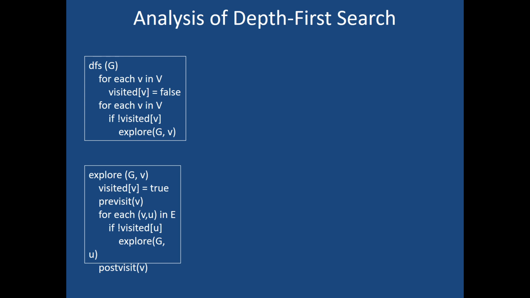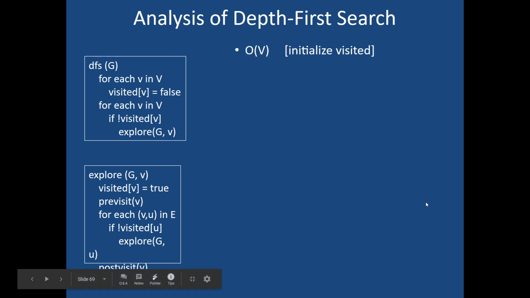O of V. So remember, we're letting capital V stand for the set of all vertices. We're also letting it stand for the size of the set of all vertices. So in this case, O of V means V stands for the size of the set. So the amount of work you have to do to initialize visited is proportional to the size of that set. Okay?